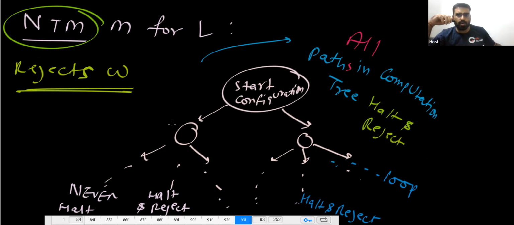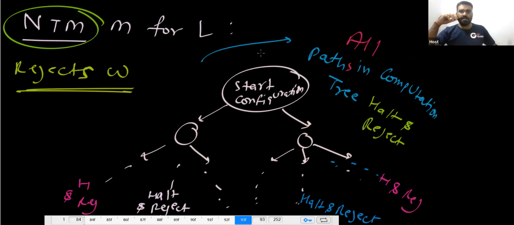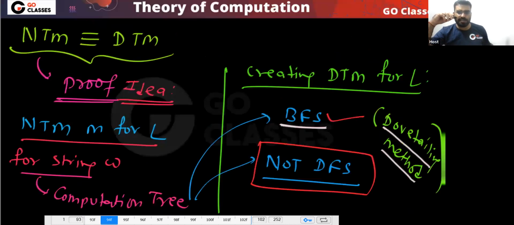So no path can go to loop. Halt and reject. So every path will halt and reject. All these points we have seen, yes or no? Basically, these are the true false questions. Why am I telling you all these things? Because in the exam, they can ask you true false questions. Every point, everything we have already seen.